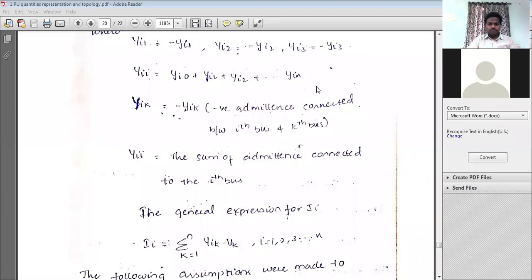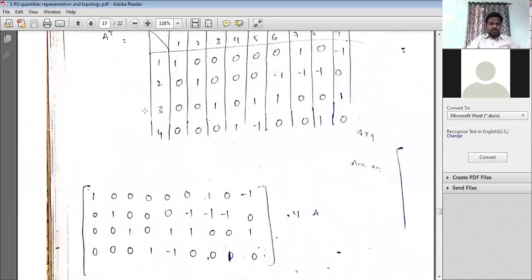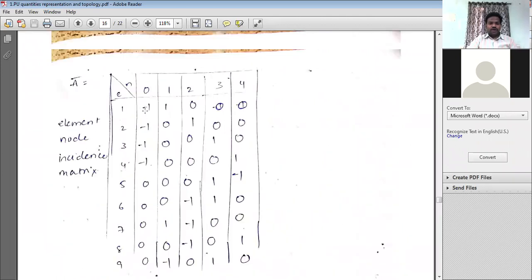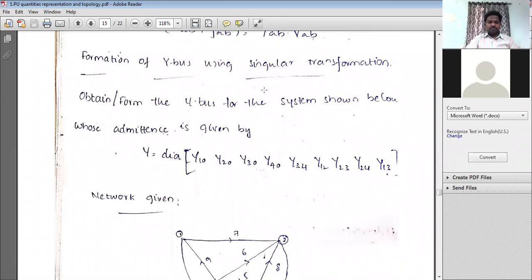So there is a PDF document. Now you see here, I am explaining the problem that we started in the last class. So formation of Y-bus using singular transformation. Obtain or form the Y-bus. This is the problem that I have given you.